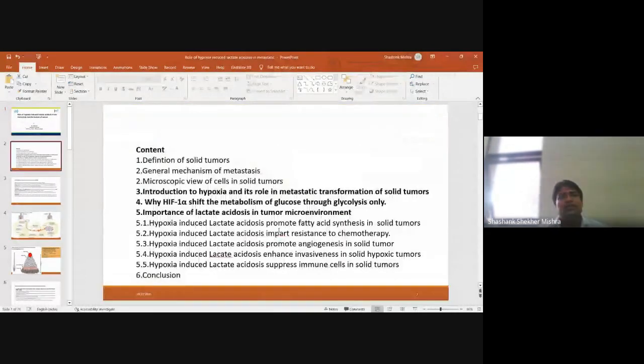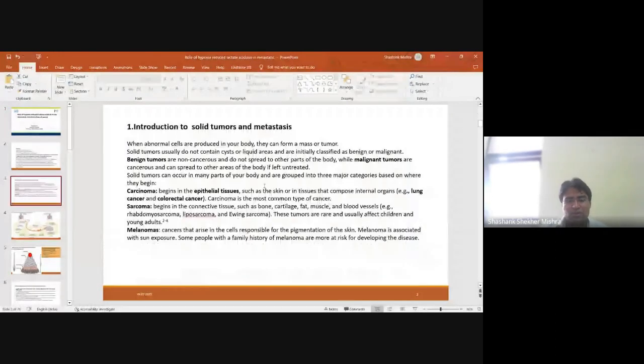In this course section, we will discuss what solid tumors are, the general mechanism of metastasis, and the microscopic view of cells in a solid tumor, an introduction to hypoxia and its role in metastatic transformation of solid tumors, and why HIF-1 alpha shifts the metabolism of glucose through glycolysis only, the importance of lactate acidosis in the tumor microenvironment, and so on. So, first of all, what are solid tumors?